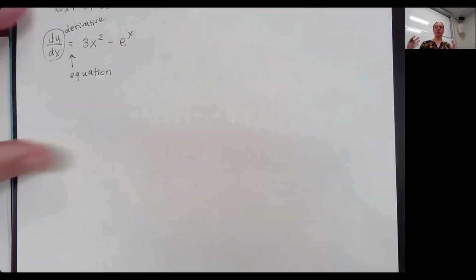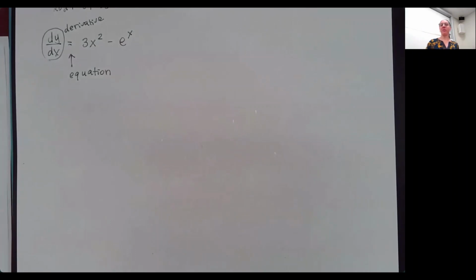Now the derivative can show up anywhere in the equation. It can be on the left-hand side, it can be on the right-hand side. It doesn't have to be isolated on its own, but in order for something to be a differential equation, it's got to have a derivative and an equal sign. So when we talk about solving a differential equation, that usually means we're going to have to do something to get rid of the derivative and take some sort of antiderivative.